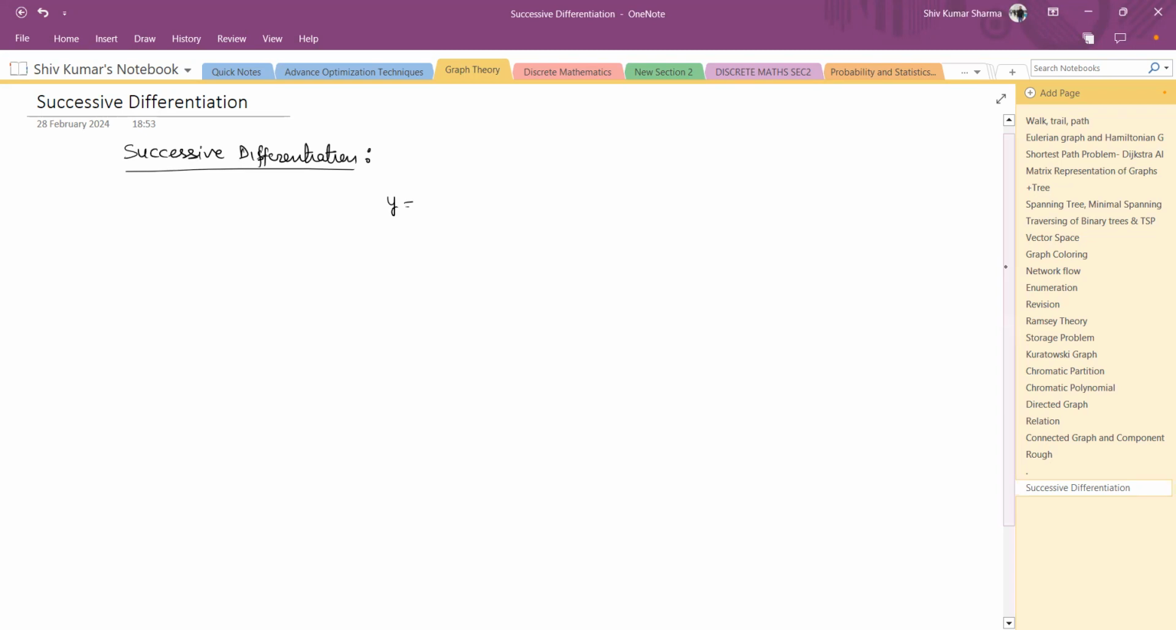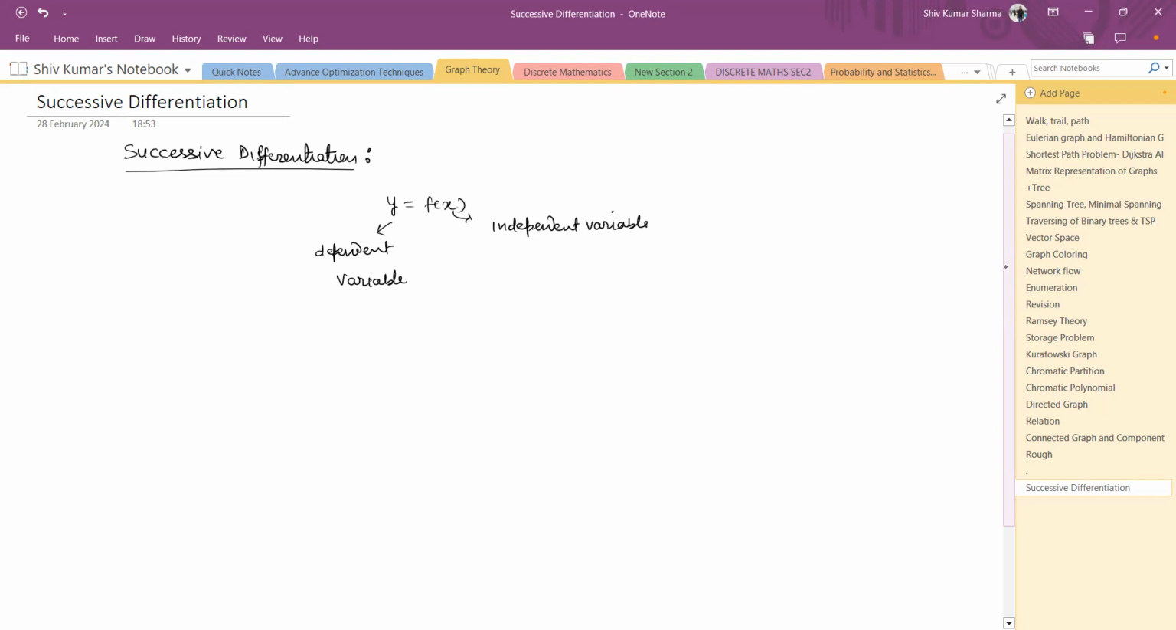Suppose we have a function y is equal to f(x). In y is equal to f(x), we say that y is our dependent variable, and x is the independent variable. So how do we say which of x and y is the dependent or independent variable?